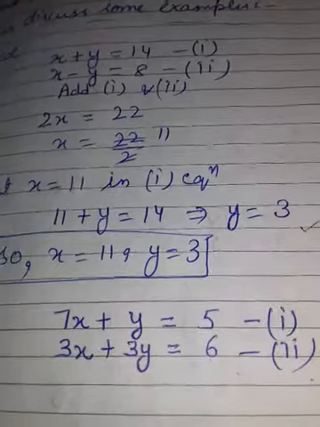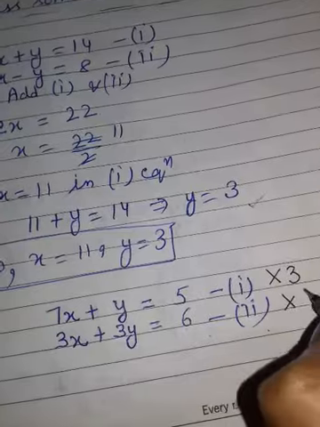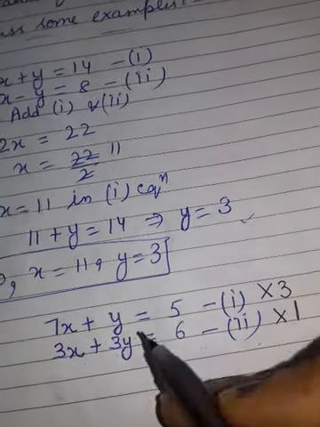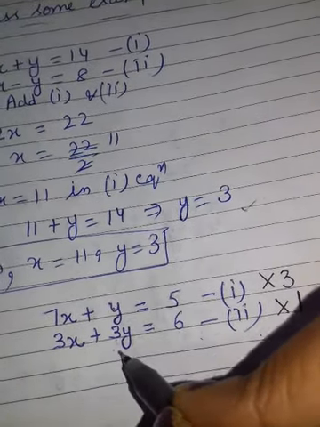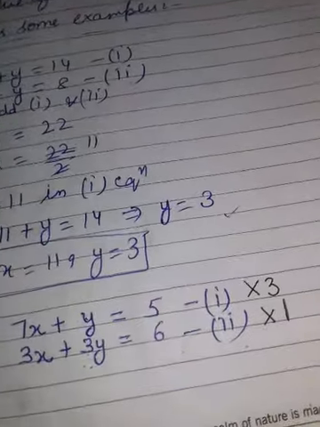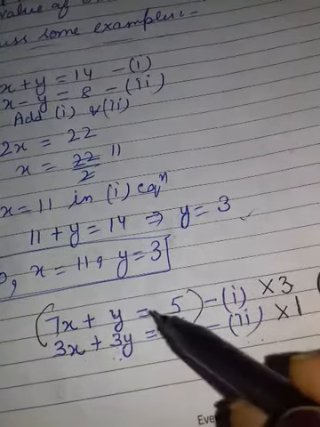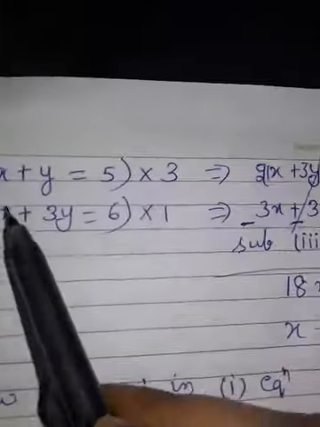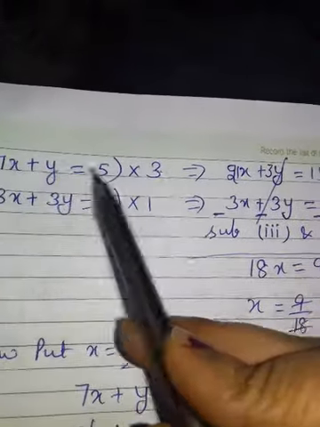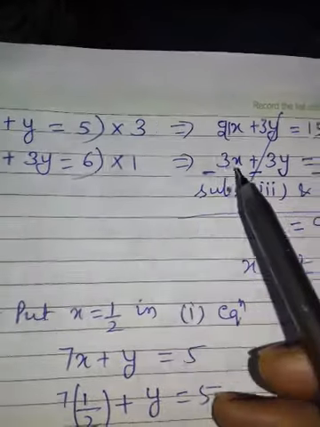Now, I will multiply the first equation by 3 and the second equation by 1. Why? Because when I multiply by 3, I will get both coefficients the same. In each term you will multiply. Means you will multiply each term by 3, and by 1 in the second equation there will be no effect. Now I multiplied: 7 threes are 21x plus 3y is equal to 15. And the second equation didn't change because it is multiplied by 1 only.